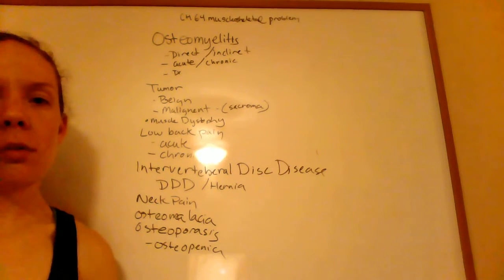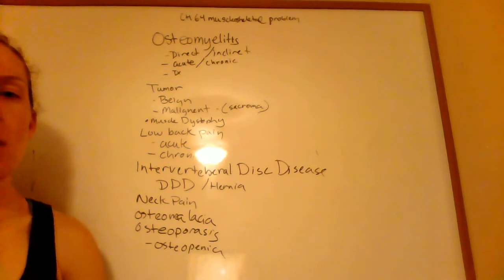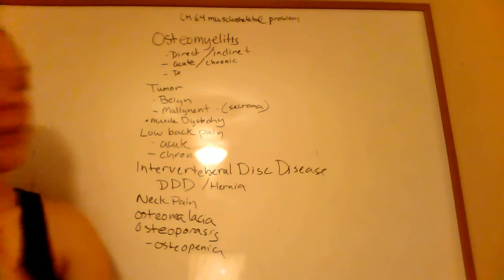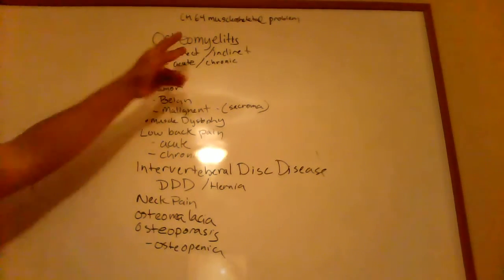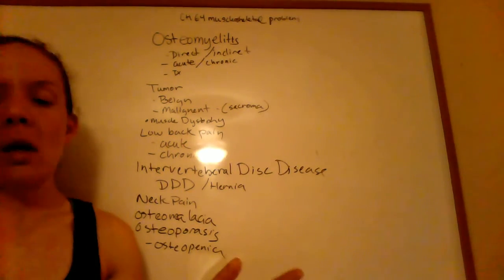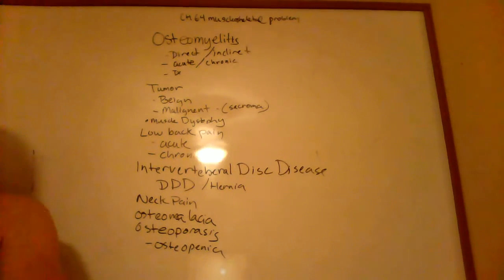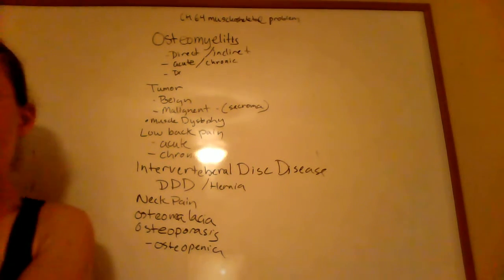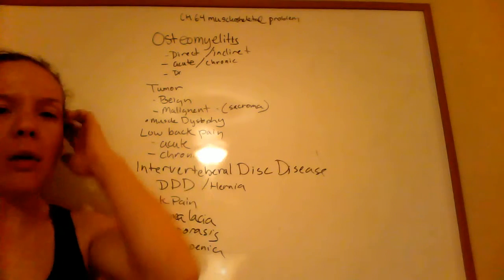Okay, this is chapter 64 for musculoskeletal problems. And we're going to start off with bone infection. So osteomyelitis is a bone infection. It is usually caused by staph. It can be caused from a direct or indirect route, and it can be acute or chronic.